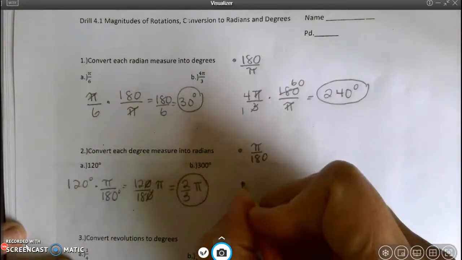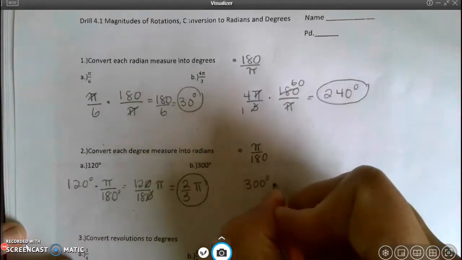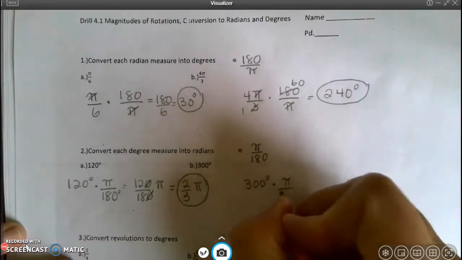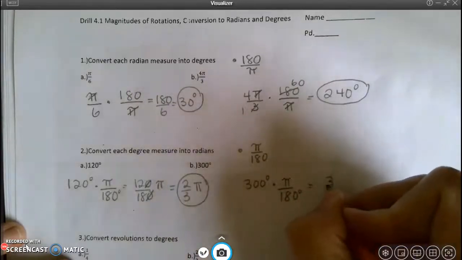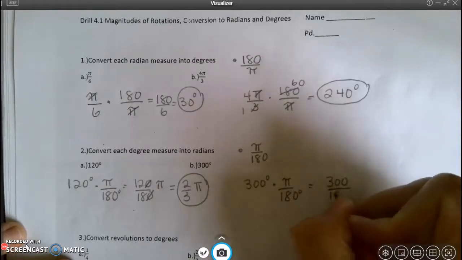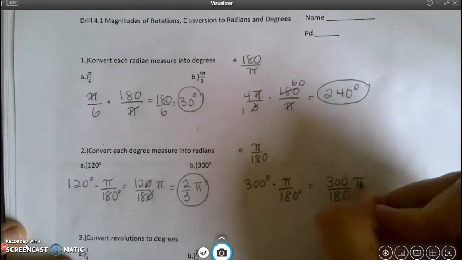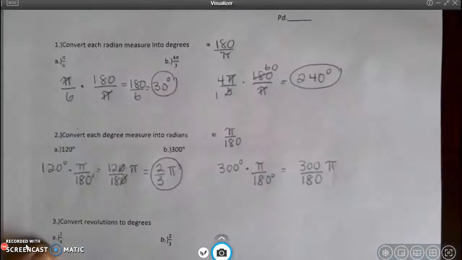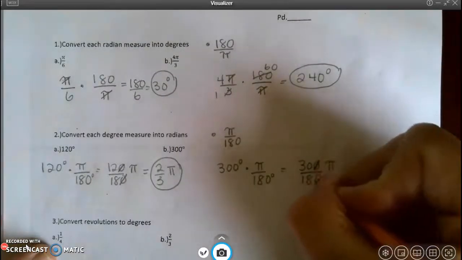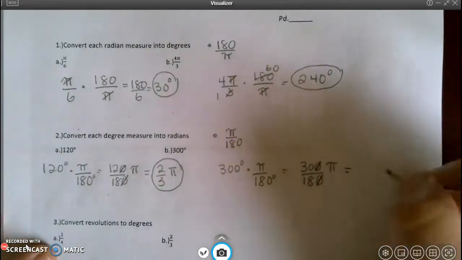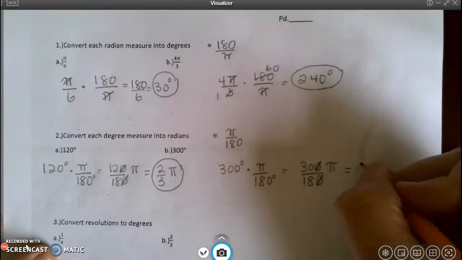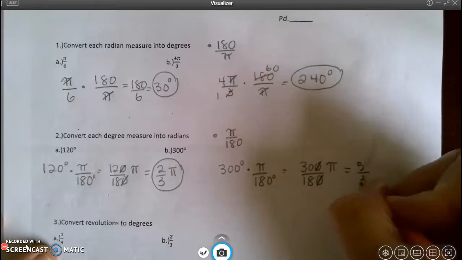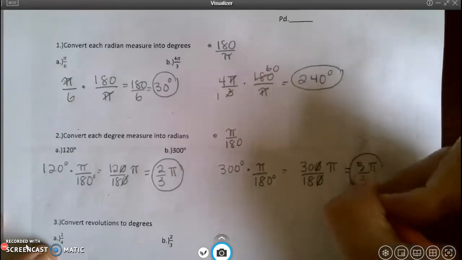For part B, I'm going to do the same thing. 300 degrees times pi over 180. End up with 300 divided by 180 pi. They can both be divided by 10, which cancels out the zeros. And then each of these numbers can be divided by 6. So I'm left with 5/3 pi.